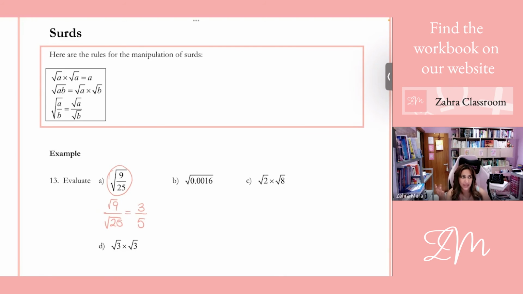For B, that looks a little bit complicated, but let me try split that out. So that would be the same as saying the square root of 16 divided by 1, 2, 3, 4. So I need 4 zeros. So 10,000. The square root of 16 is 4. The square root of 10,000 will be 100. So that's 4 over 100, which is 2 over 50. I can half it again, 1 over 25.